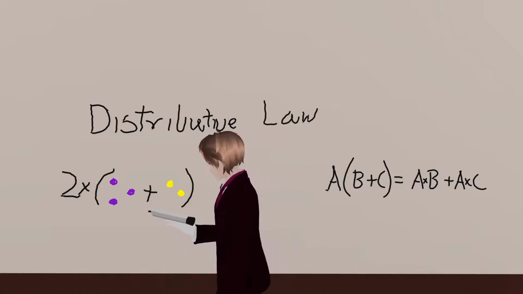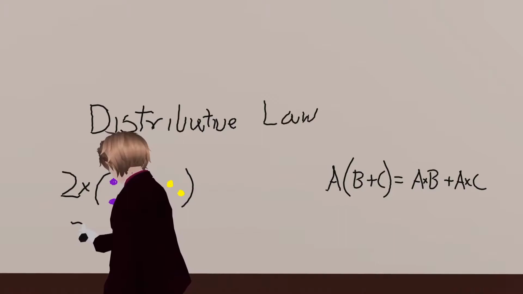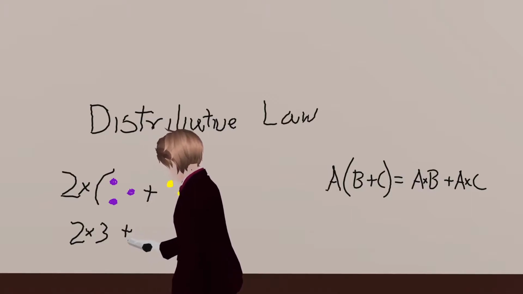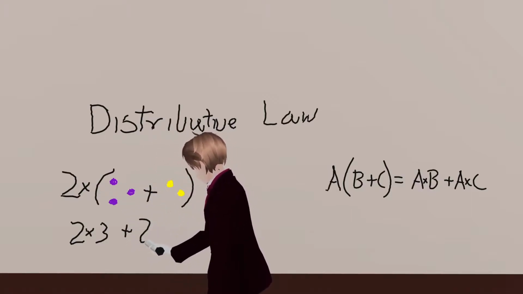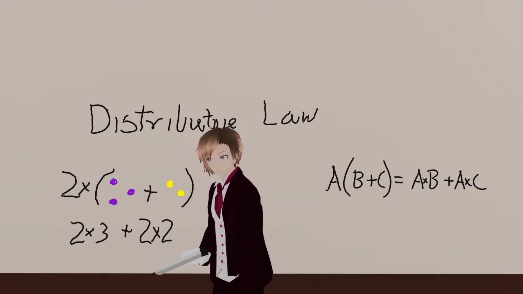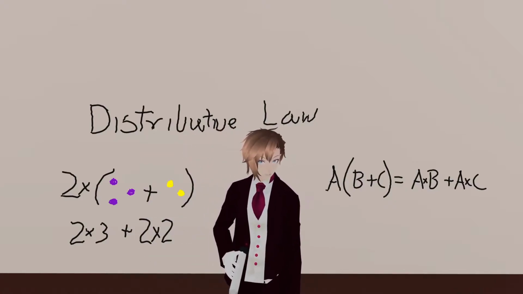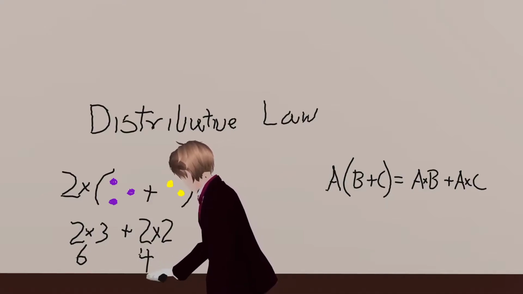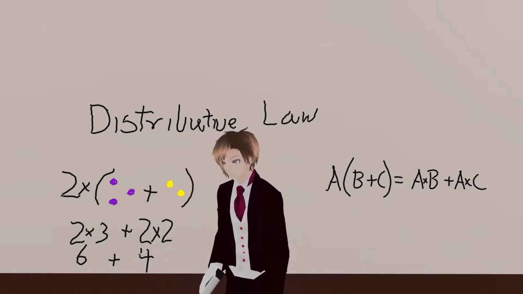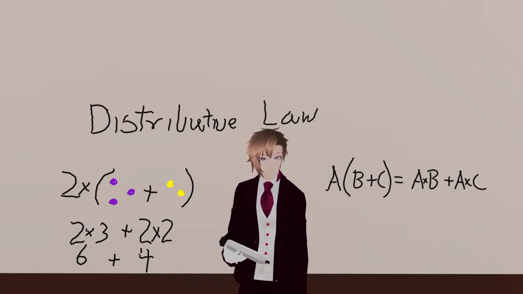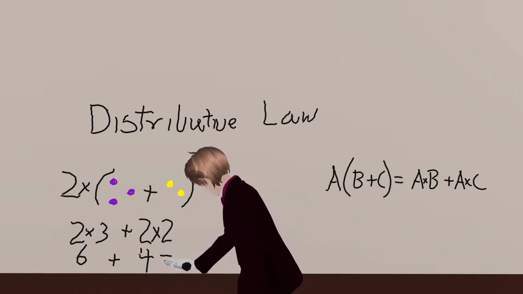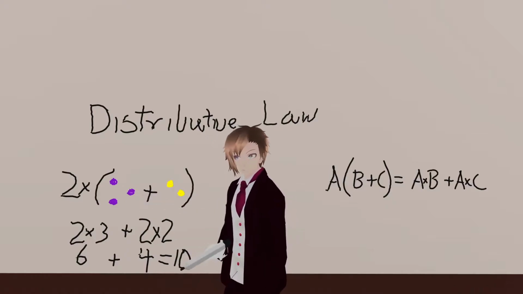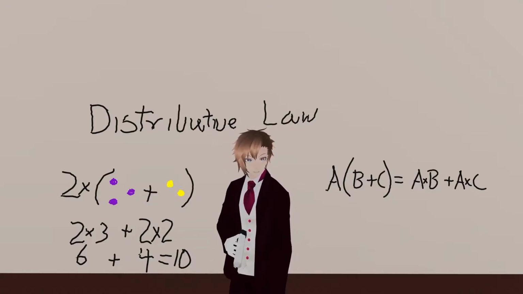So let's quickly write this in here. I'm going to write this in numbers instead. So we have 2 times 3 plus 2 times 2. All right. Now, 2 times 3 is 6, and 2 times 2 is 4. So all up, how many dots do we have? We have 10 dots. So we times this first thing by 2, and then we times this second thing by 2.